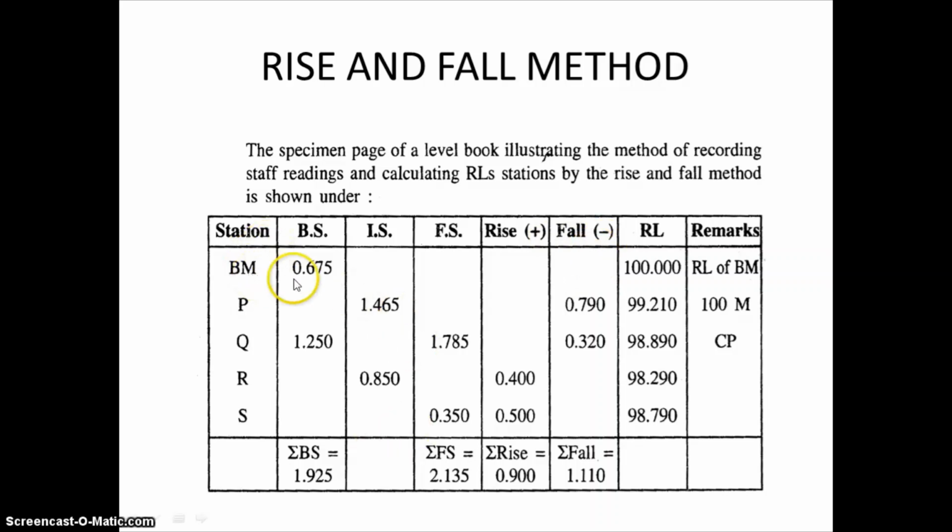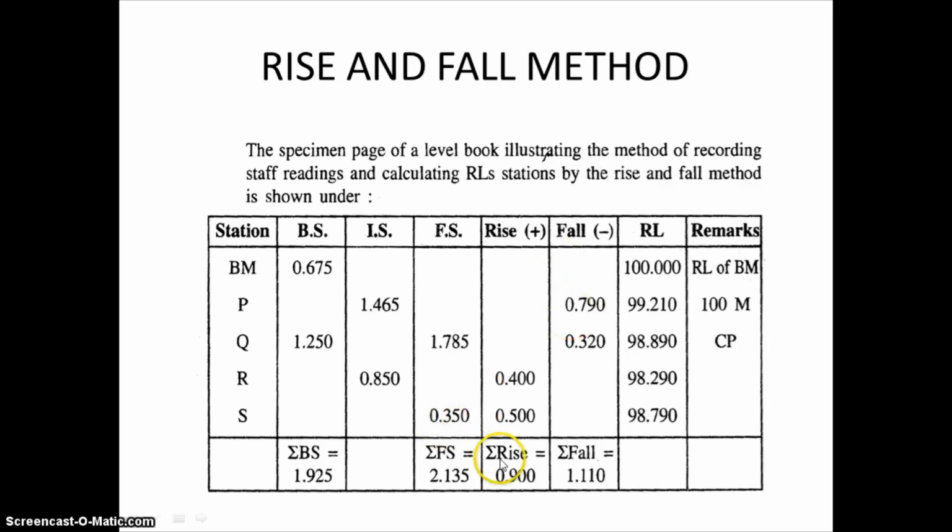So we will discuss the example. You can see backside value is given 0.675. Okay, IS value is given 1.465, foresight value is given 1.785. Then again here a change point is taken, so again backside value 1.250, IS value is given 0.850. This will be your final reading, that is the foresight value 0.350.